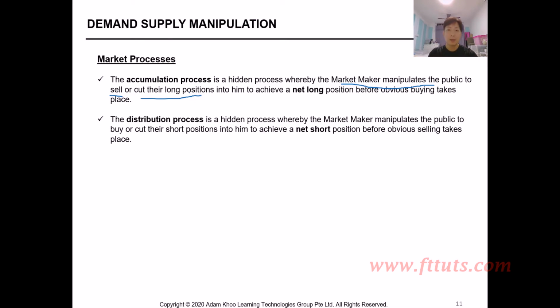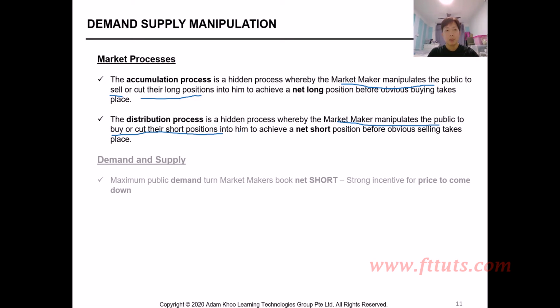Basically, this is how the market maker would want to manipulate the public to buy or cut their short positions to him, because he wants the price to come down, right? If you are the market maker and you want to bring the market down later on, what should you do first? You should give an impression that the market is going up, right? Do breakouts at the key LP levels to bluff traders to go long, so that you can actually establish short positions against them, okay?